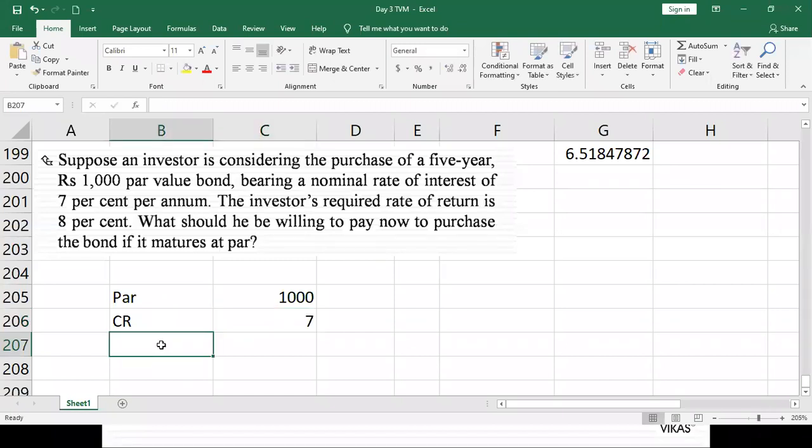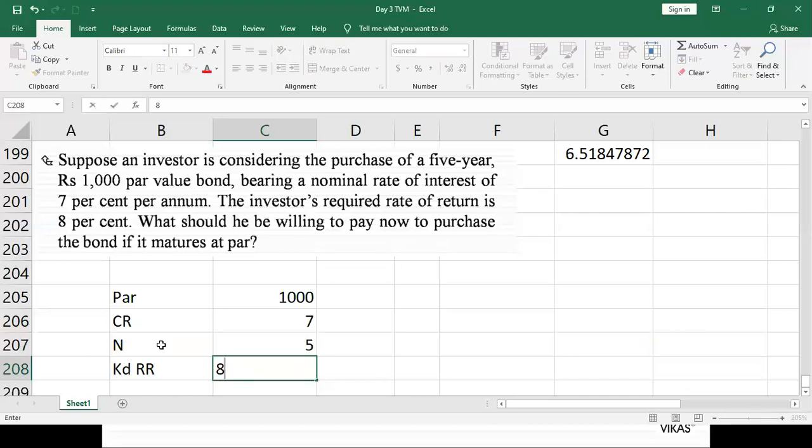And maturity. Maturity, how many years? 5 years. Yes, good. And KD, cost of debt. Sometimes we call it the required rate of return. If he puts the money into the bank, he will expect a minimum of how much? The rate of interest. Good, yes, 8%.